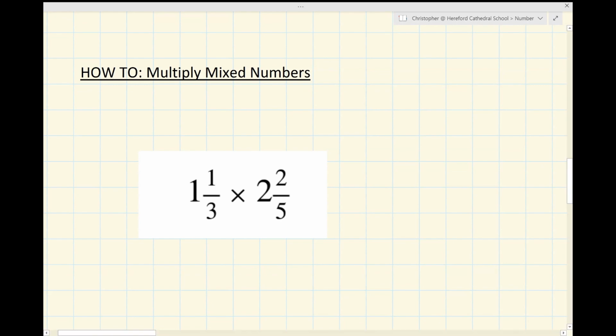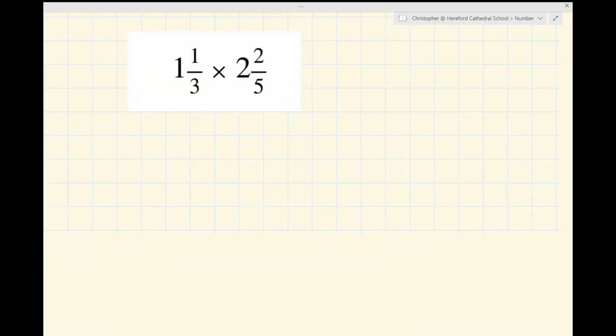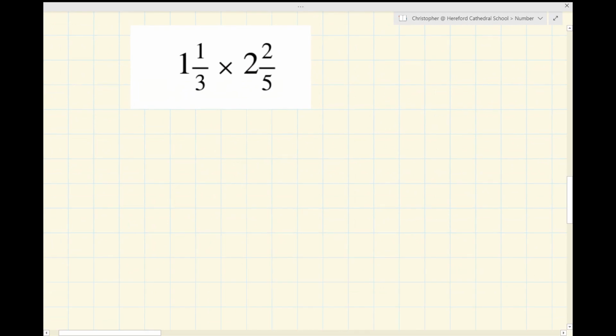Right, let's look at a couple of examples. So this first one here is 1 1/3 multiplied by 2 2/5. And the first thing to do is to take each of the mixed numbers and turn them into improper fractions, turn them into top-heavy fractions. So this 1 1/3 here, I'm going to change that to 4/3.